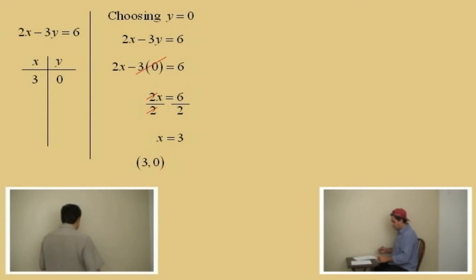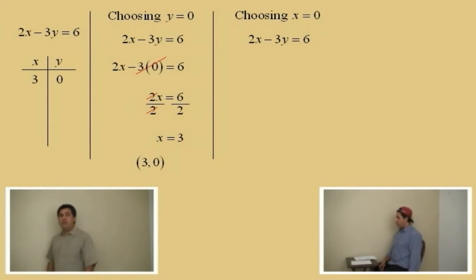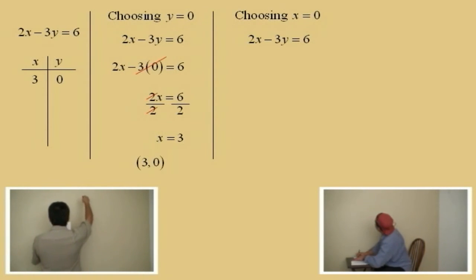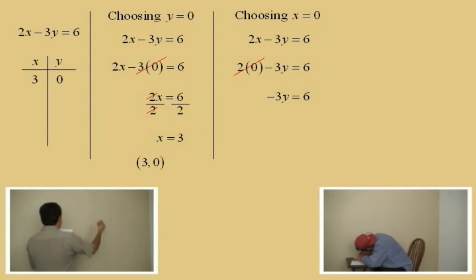Okay, let's go to the next one, Charlie. Choose our x value for us. 0. X equals 0. That's a good choice. Hopefully we don't get any fractions, but we'll check it out. Okay, here we go. So there's our equation there. We'll plug in x equals 0. Okay, the 2 times 0 is 0, so that basically disappears. 0 subtract 3y is a negative 3y. Negative 3y equals 6, right, Charlie?